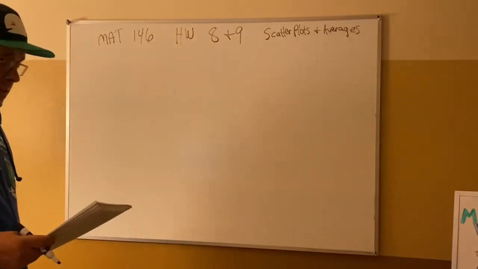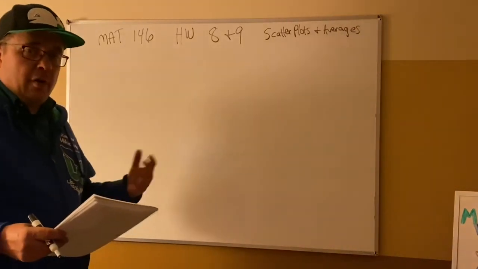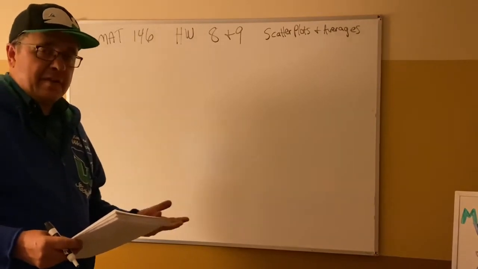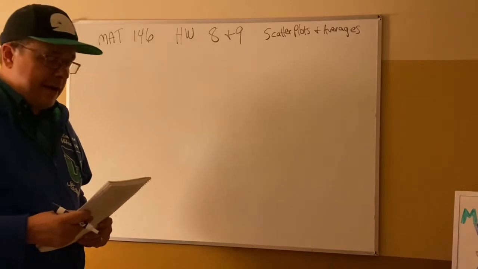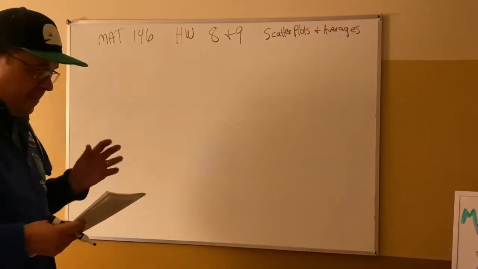So this comprises parts of homework to go with 8 and 9. When you do the scatter plot, you can stop and wait until you finish lecture 9 before you go on and do the part about averages. But here's what we need to make sure you understand.